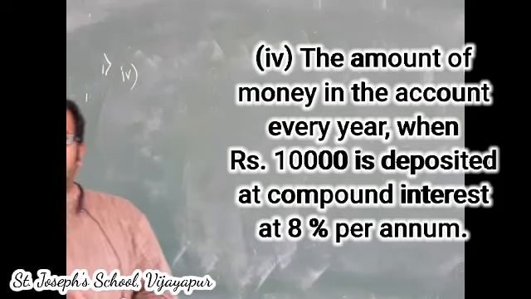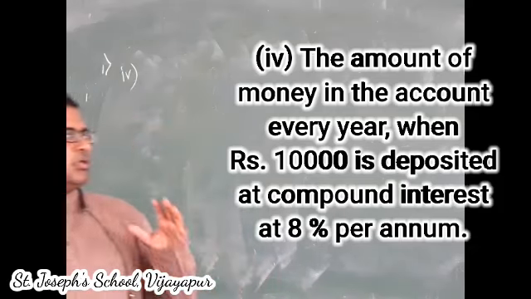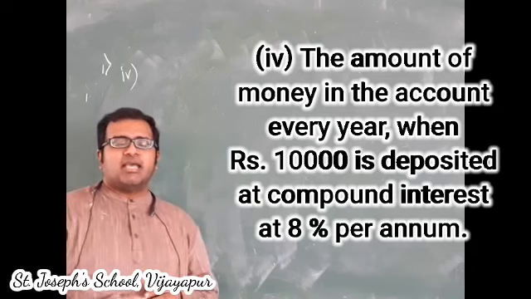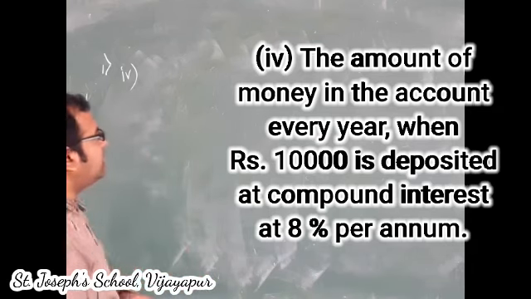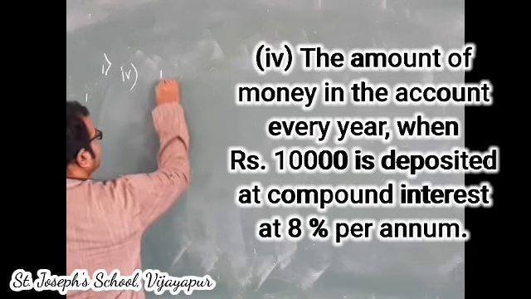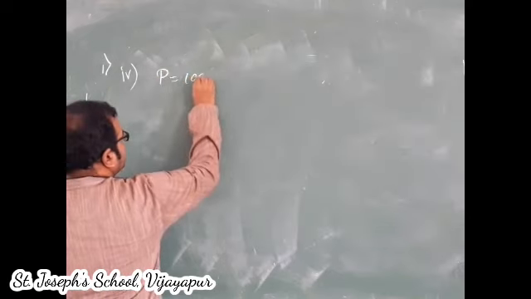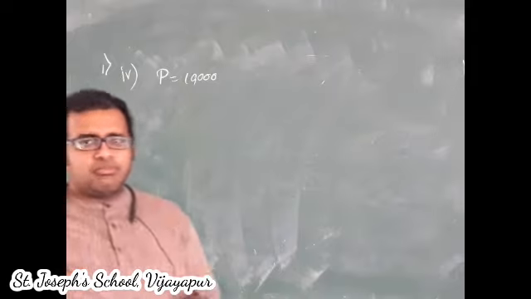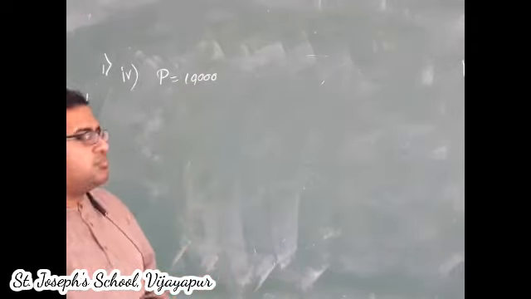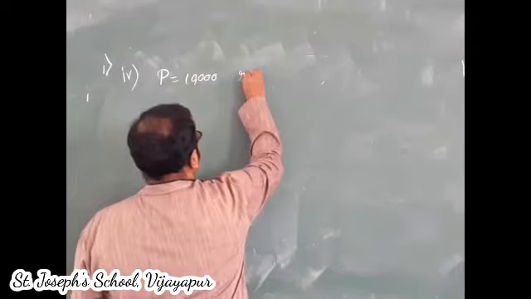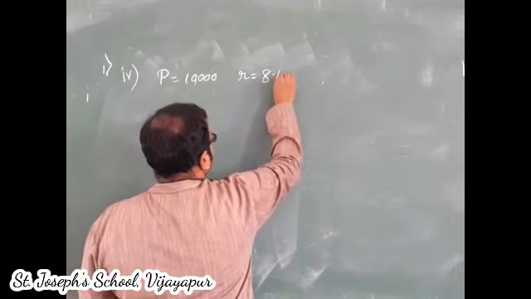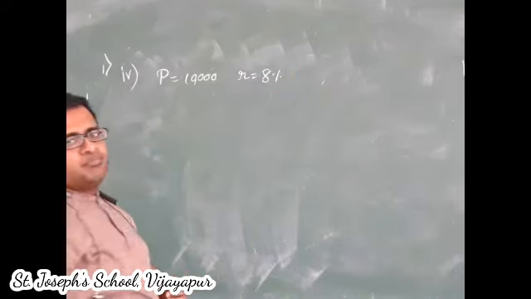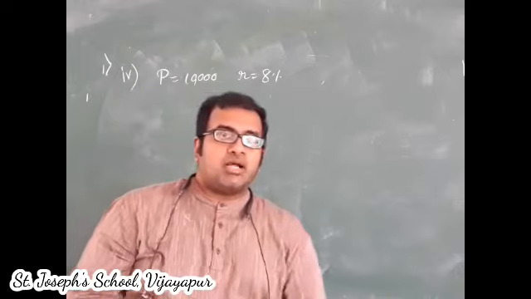So what is written here is the initial amount that is kept, called the principal amount. We call it P, which is 10,000 rupees. The initial principal amount that we keep is 10,000 rupees. The rate of interest is written as 8% per annum. And here we are looking at compound interest.